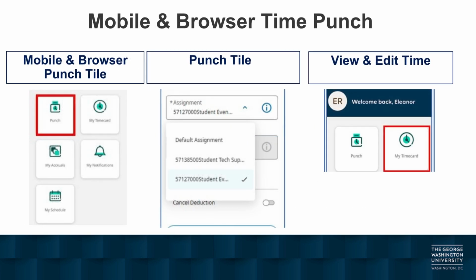Here we can see what time punches look like in the mobile and browser system. Here you can see the mobile and browser punch tile, which employees will click on and select the correct position and then hit punch. Students can view and edit time via the My Time Card tile.